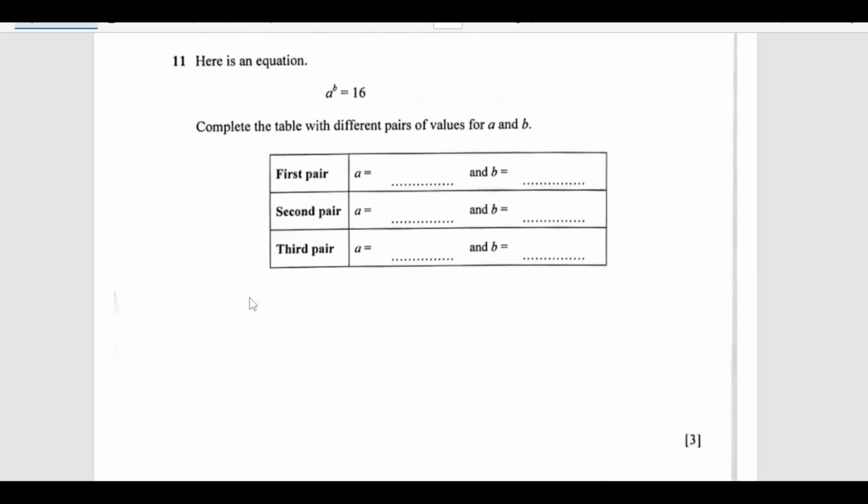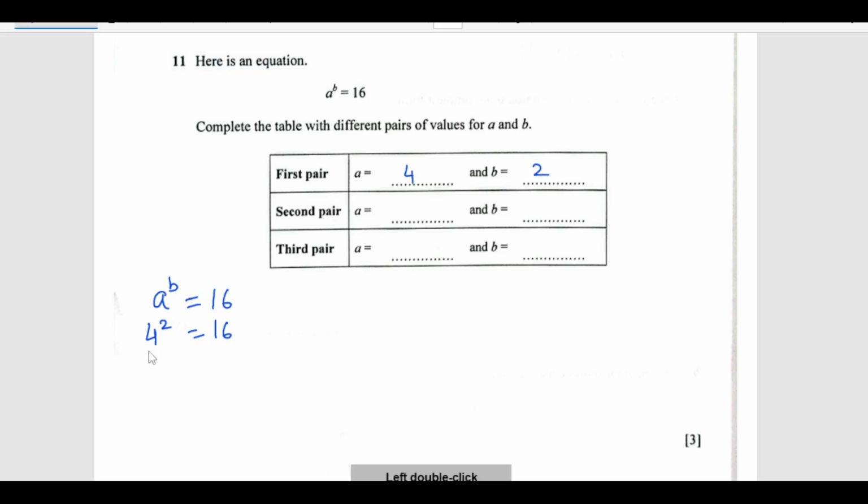So, now here is an equation: a power b is equal to 16. Complete the table with different pairs of values for a and b. So, a power b is 16. First of all, the very simple thing, 4 square is 16, right. So, a is 4 and b is 2.